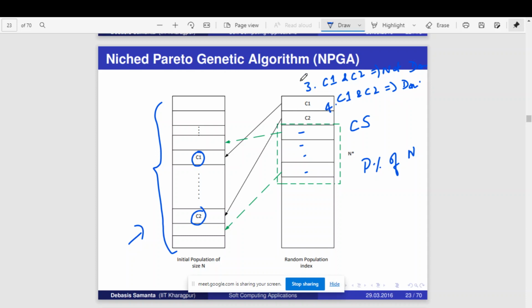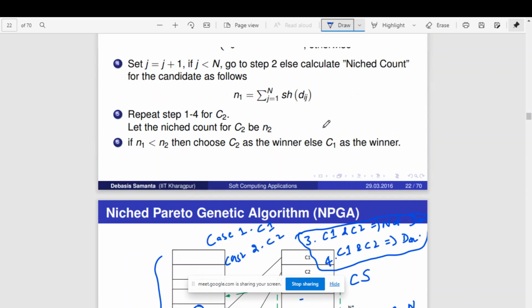So if it is case 1, that is C1 alone dominates and C2 does not dominate, then we will say C1 is the winner. If it is case 2, that is C2 dominates and C1 does not dominate, then we will say C2 is the winner. If it is case 3 or 4, then what should we do? What does the algorithm say? Then we have to calculate what?